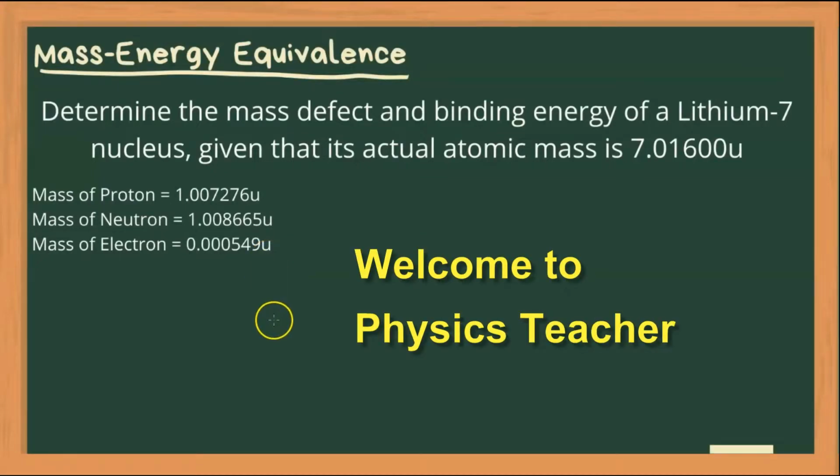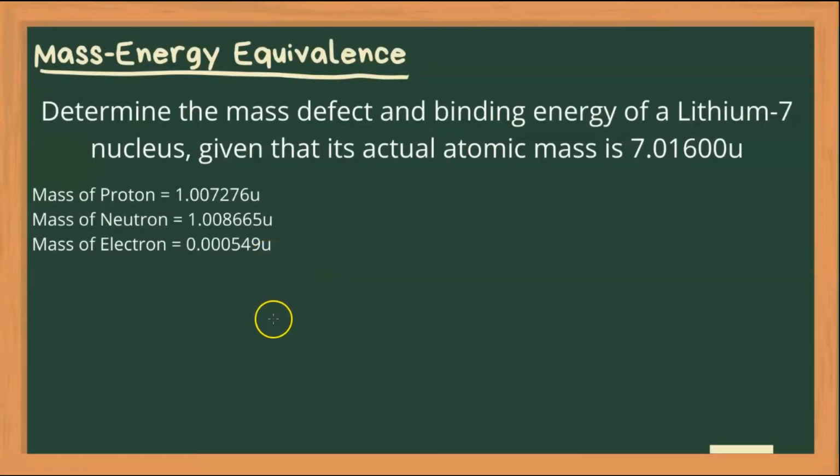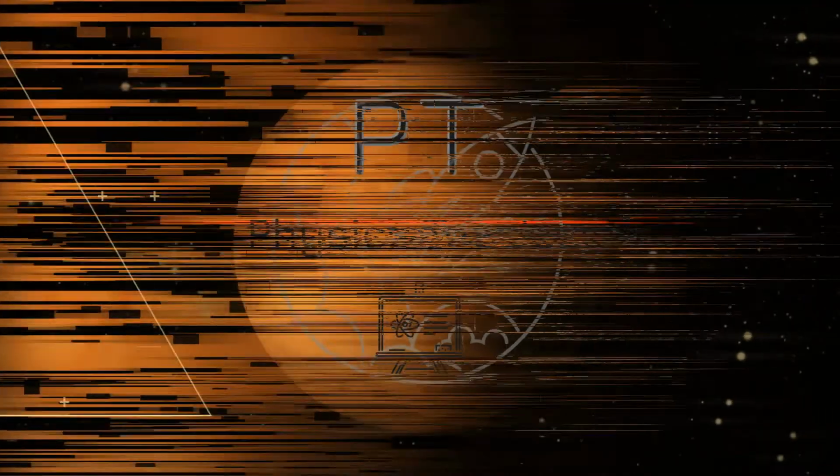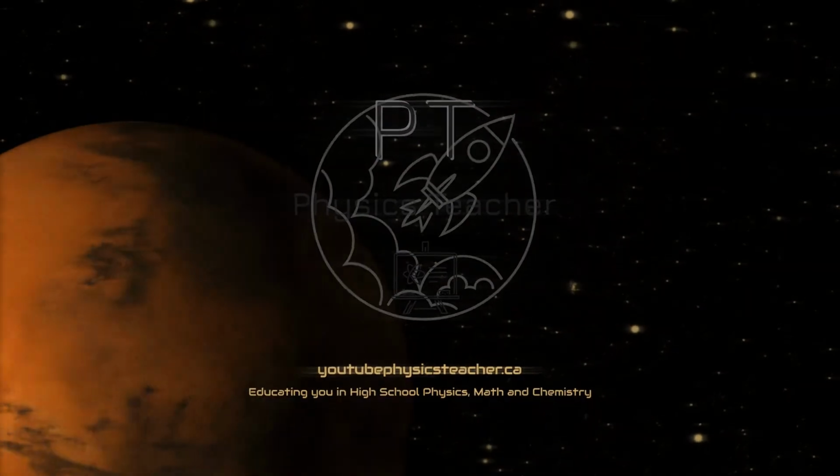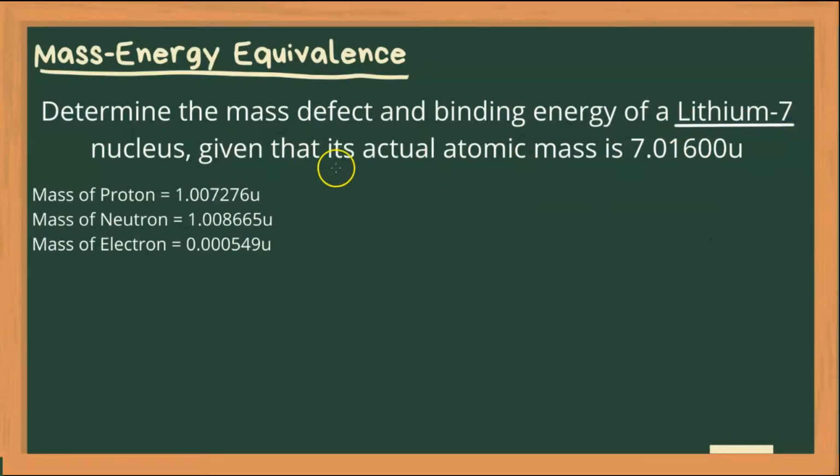This video is a grade 11 physics tutorial where I show you how to find the mass defect and binding energy for any element by going over this example problem with lithium-7. Alright, so what we need to do is find the mass defect and binding energy of lithium-7 in this problem.